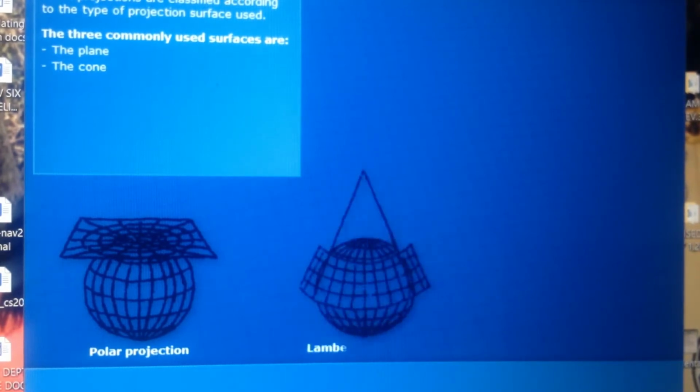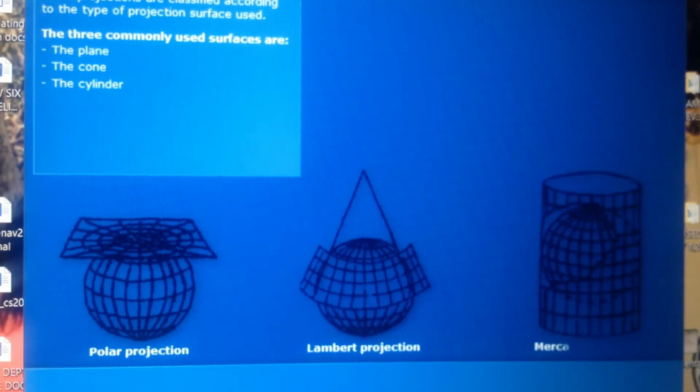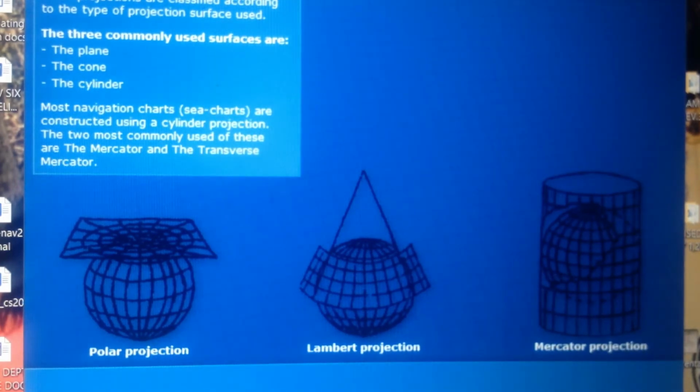Chart projections are classified according to the type of projection surface used. The three commonly used surfaces are the plane, the cone, the cylinder. Most navigation charts are constructed using a cylinder projection. The two most commonly used of these are the Mercator and the transverse Mercator.